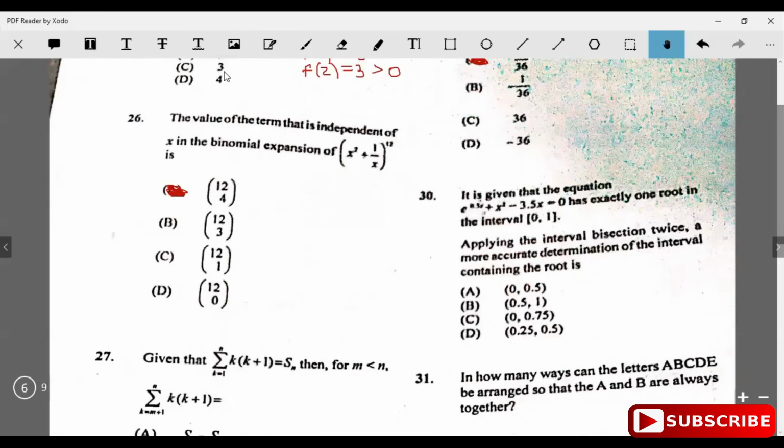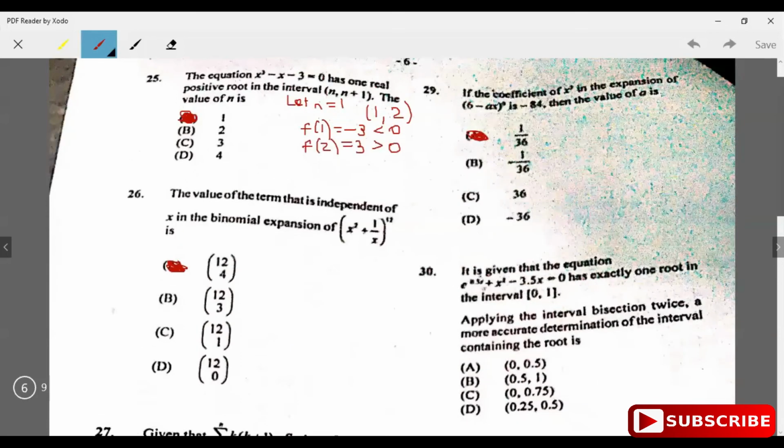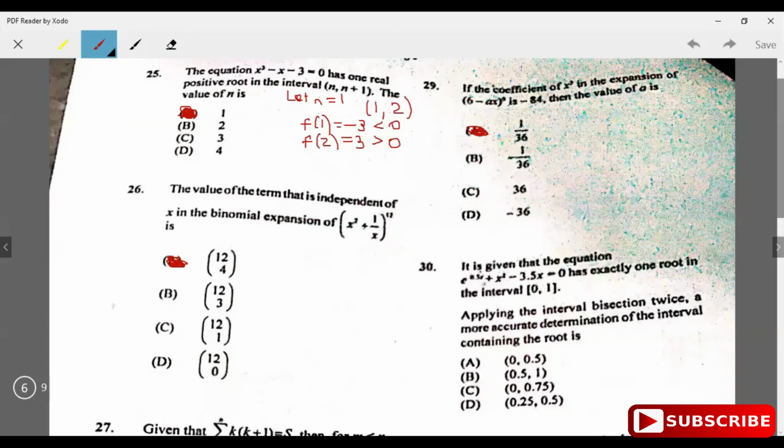Question 30 is a new question now. Very good. So this is the 8th new question on the page. Can you scroll up? Oh, I see the question now. It says it is given that the equation e to the 0.05x plus x squared minus 3.5x is equal to 0 has an exact root on interval 0, 1. Apply the bisection method twice and find a more accurate determination of where the root lies.